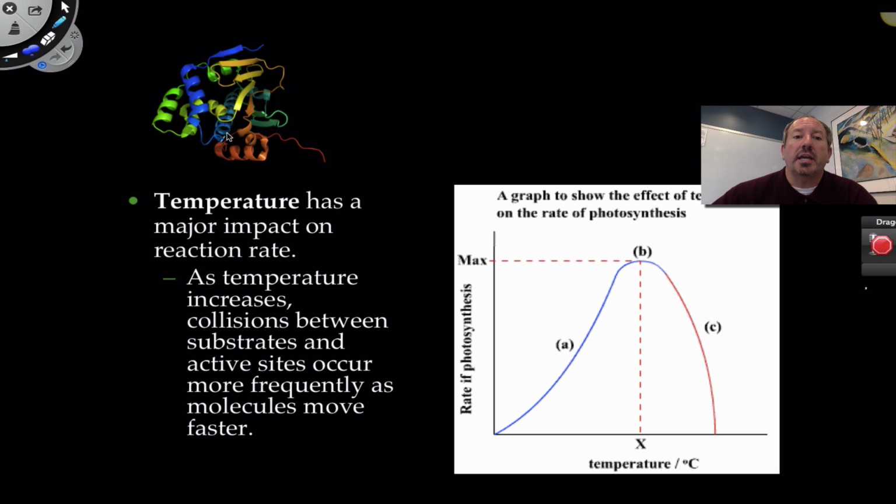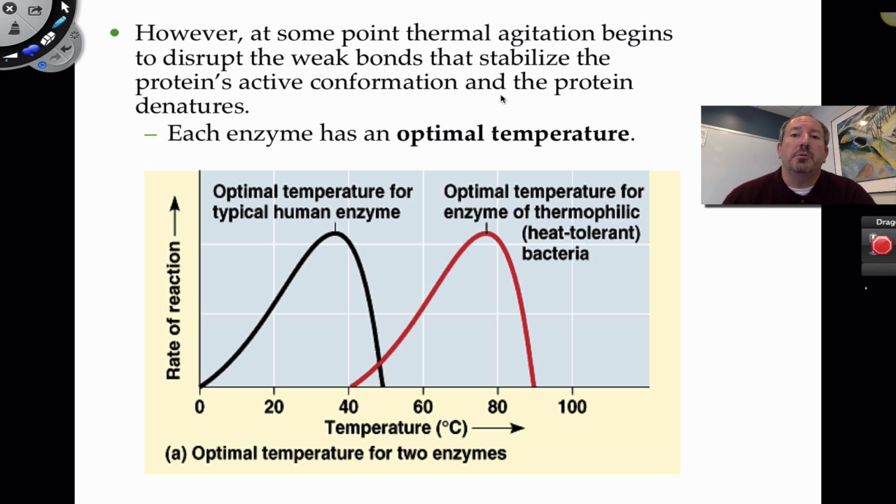The molecule's shaking, and it's losing its shape. And if you went too extreme, you might actually cause the protein to denature completely, and therefore it won't function at all. So there's an optimal temperature. I really want to emphasize that. There's an optimal temperature that we're always looking for.